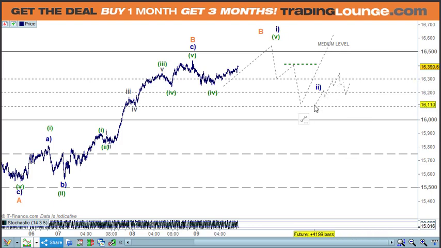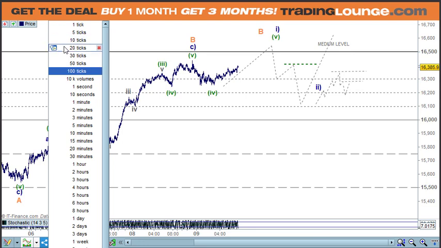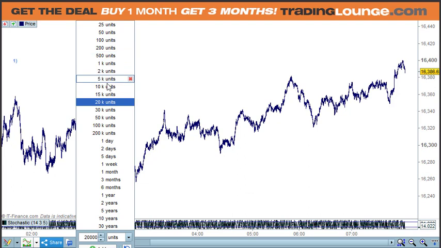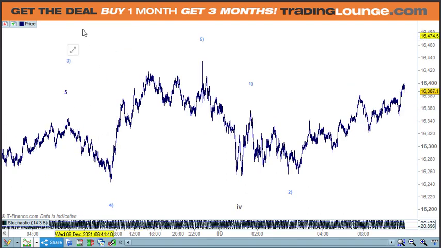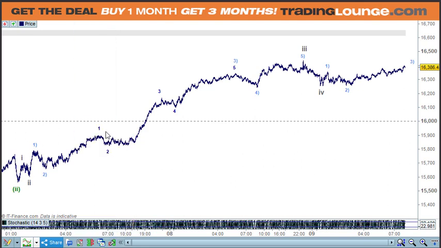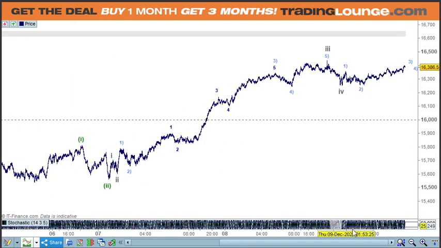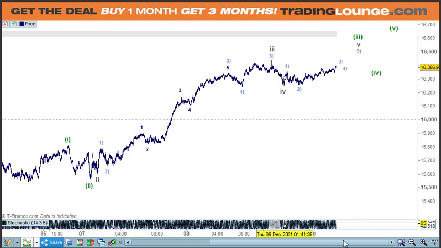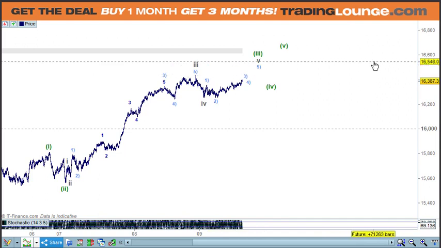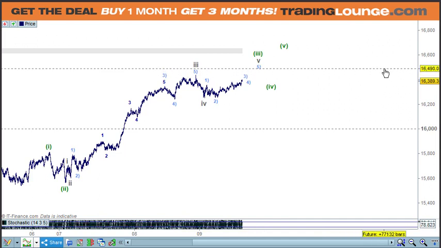So if you can see those impulse waves coming off this low here, then you can find yourself a way in over on that area there. So I think I have counted this a little bit differently on the 10 tick chart. So this is slightly different again. I'm just going to put the medium level in here, and we'll just see where the S&P is as well on this.